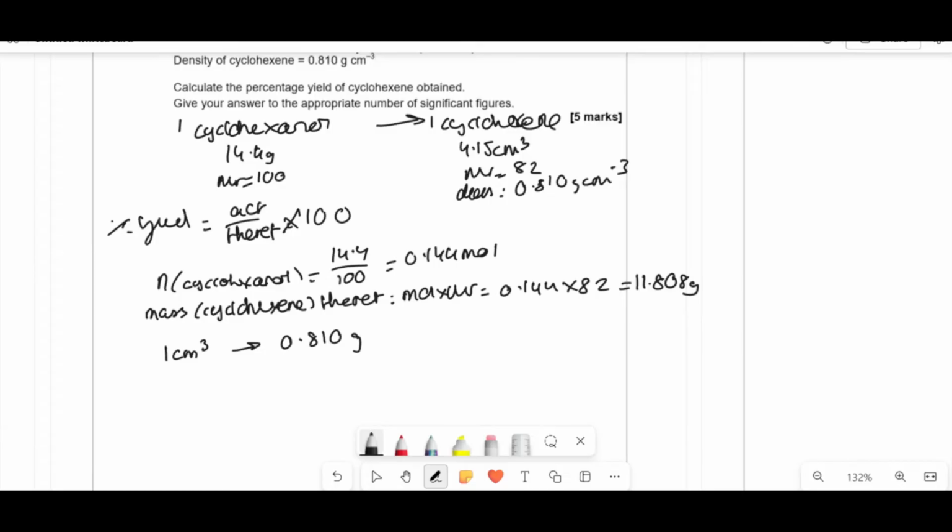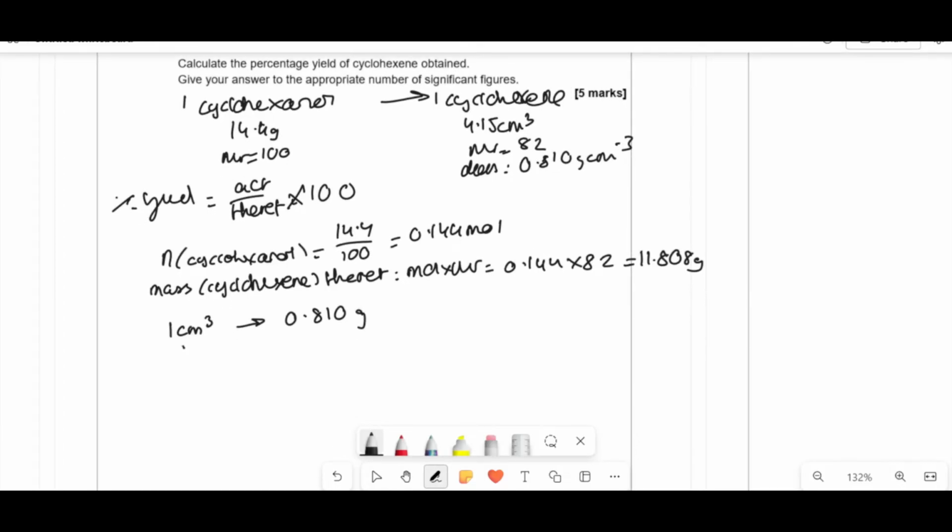For 1 mole, you get this, right? So if I have 1 centimeter cubed giving you this, then 2 centimeters cubed would be 2 times that, right? 2 centimeters cubed equals 2 times 0.810. So if we have 4.15 centimeters cubed, then it's going to be 4.15 times 0.810 grams, right? So then, the amount that they've actually got in this equation is going to be 4.15 times 0.810, which is 3.36 grams.